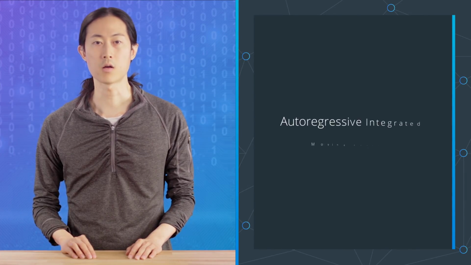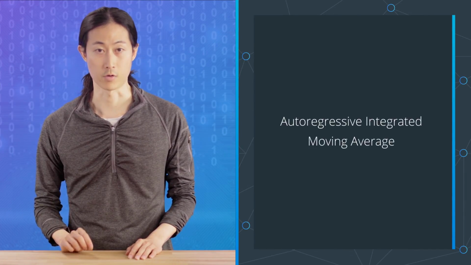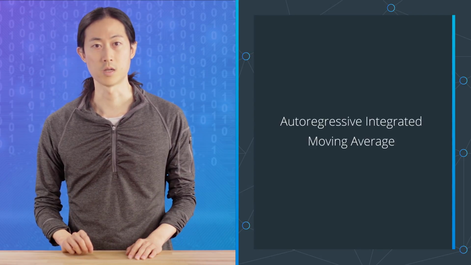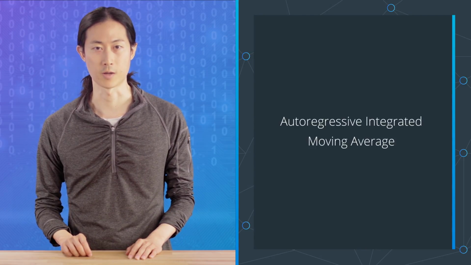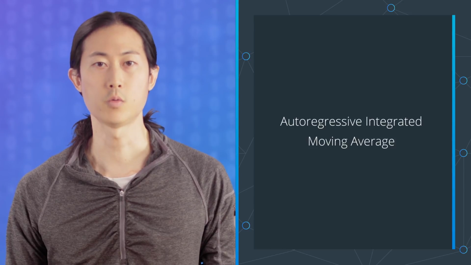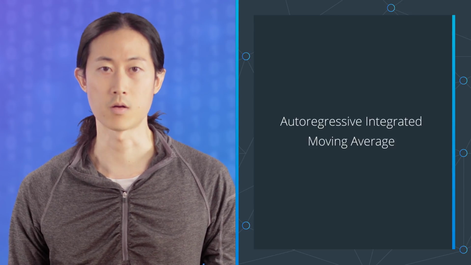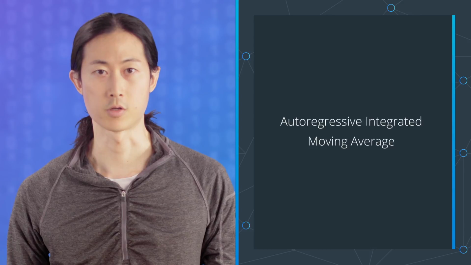A variation of the autoregressive moving average is the autoregressive integrated moving average. This concept is used in a trading strategy called pairs trading. First, let's build some intuition that will help us when we study autoregressive integrated moving averages.